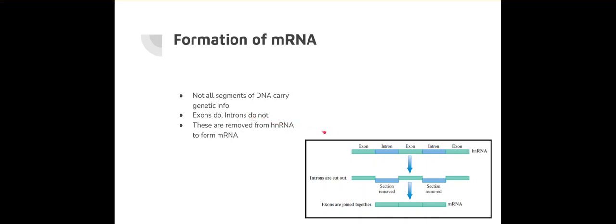And so what happens is that the hnRNA gets the introns removed and the messenger RNA is just the exons that are left over. So if you have this hnRNA strand that came from your DNA, if these two were introns, they get pulled out, and then these three just get merged together, and now you only have genetic instructions in that messenger RNA.